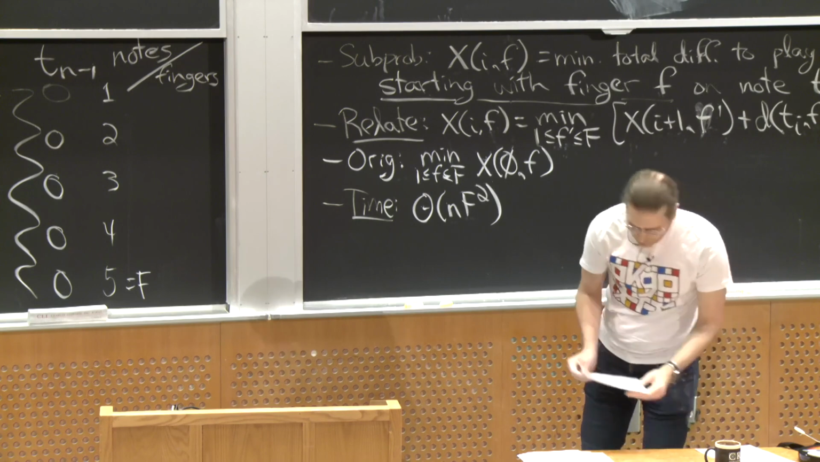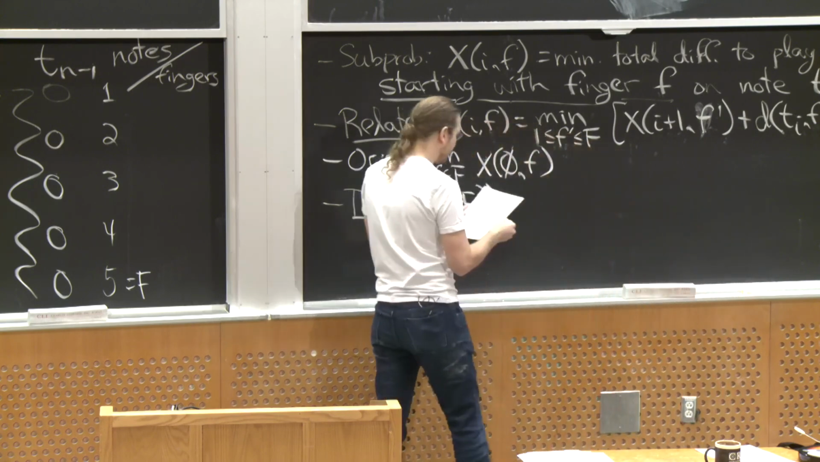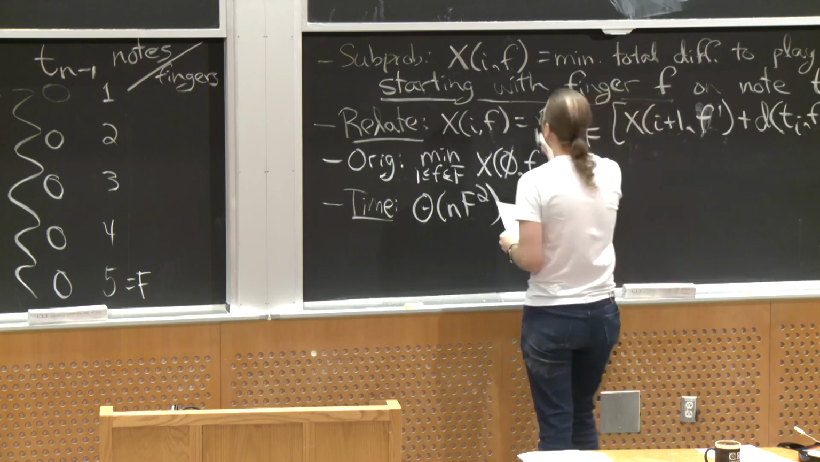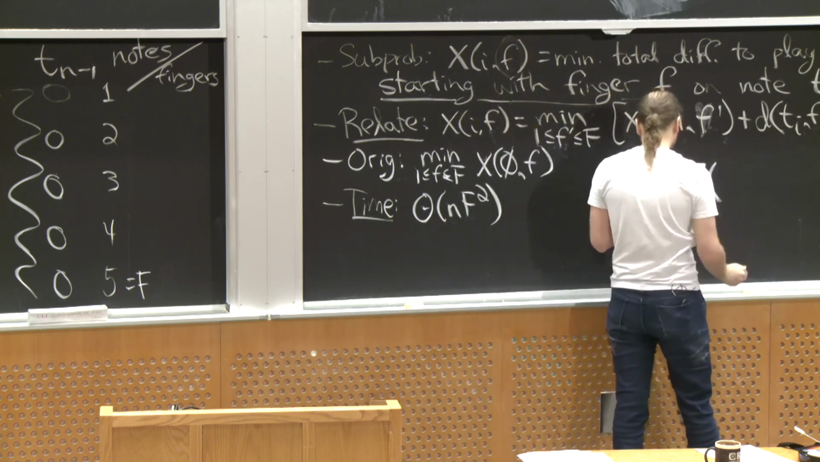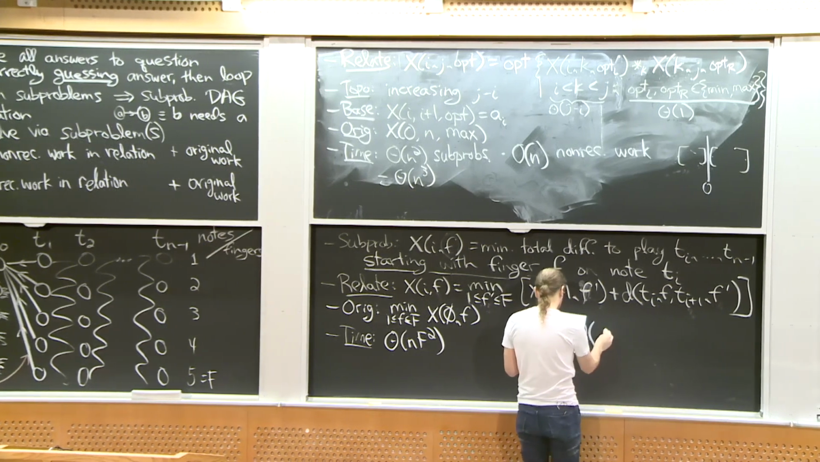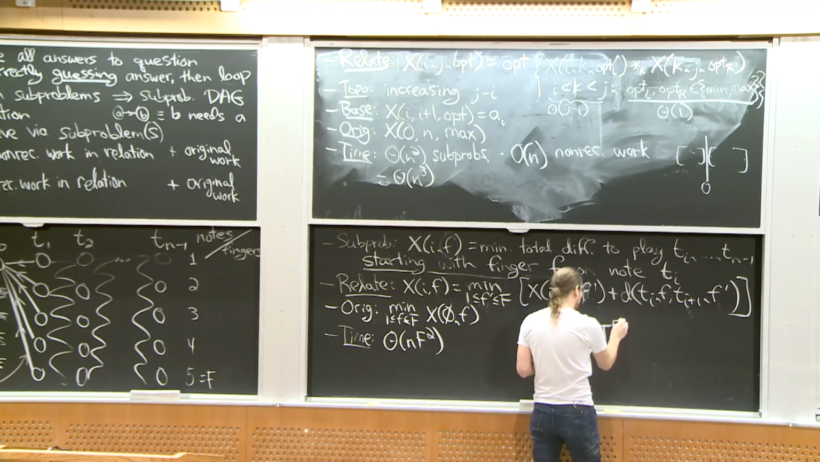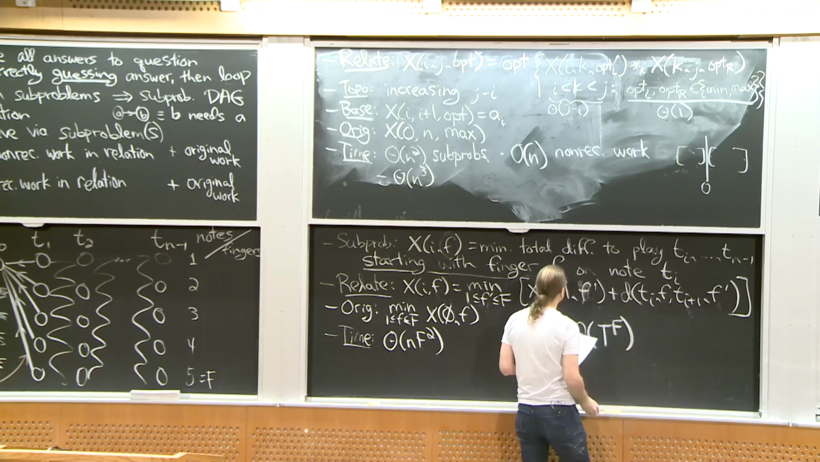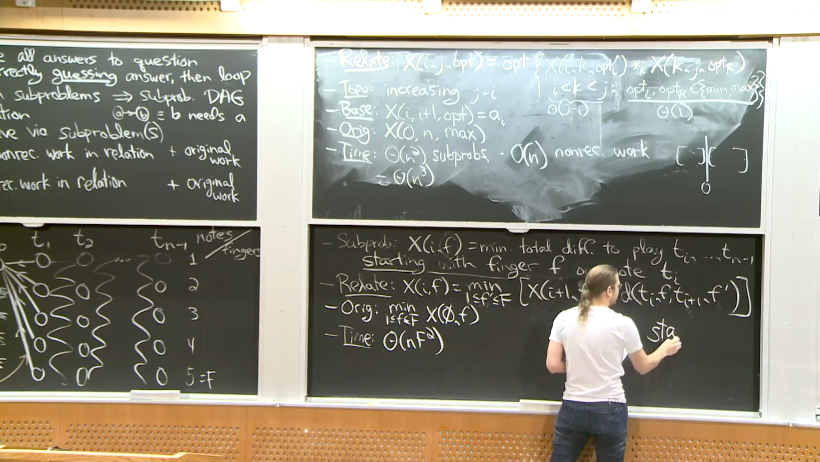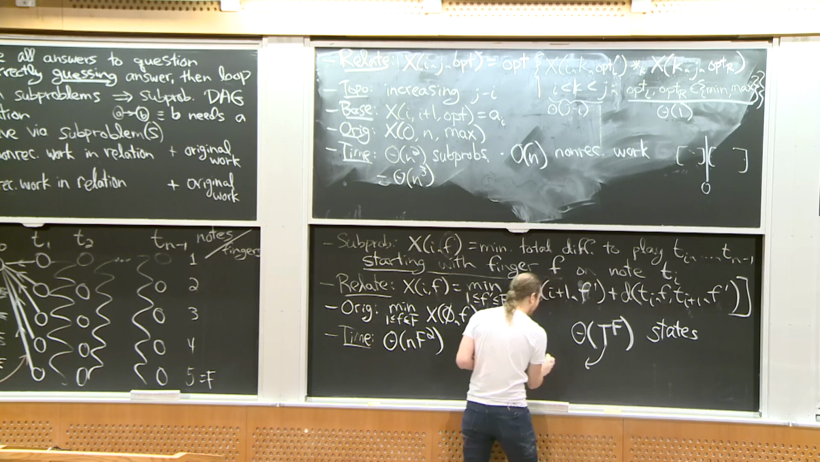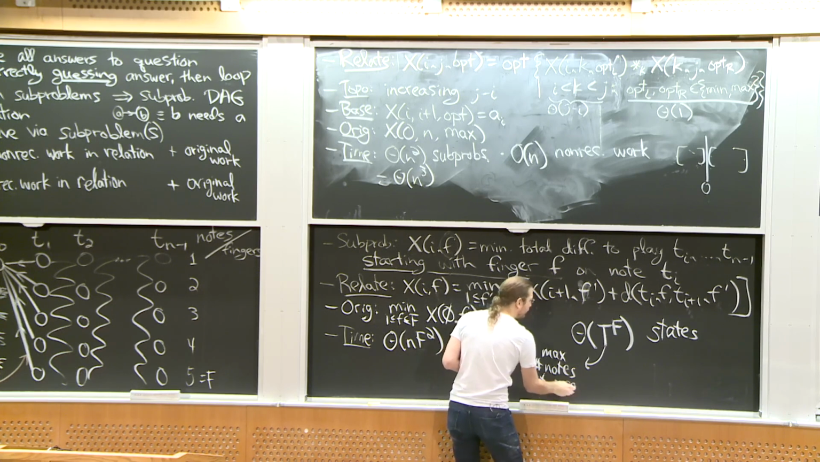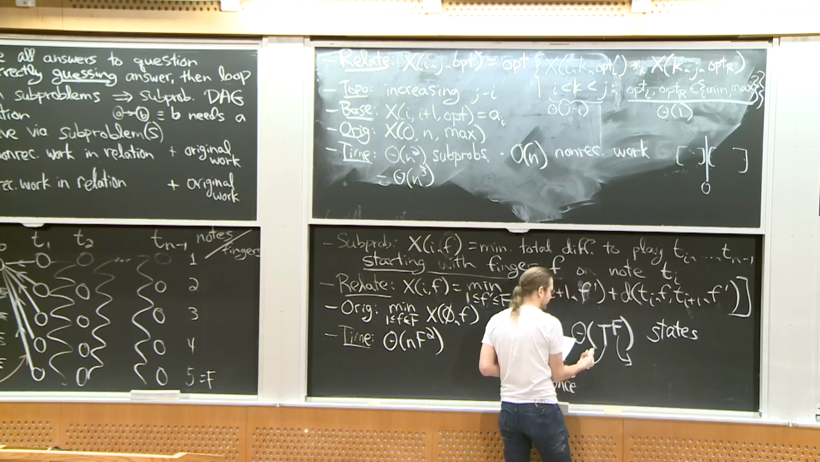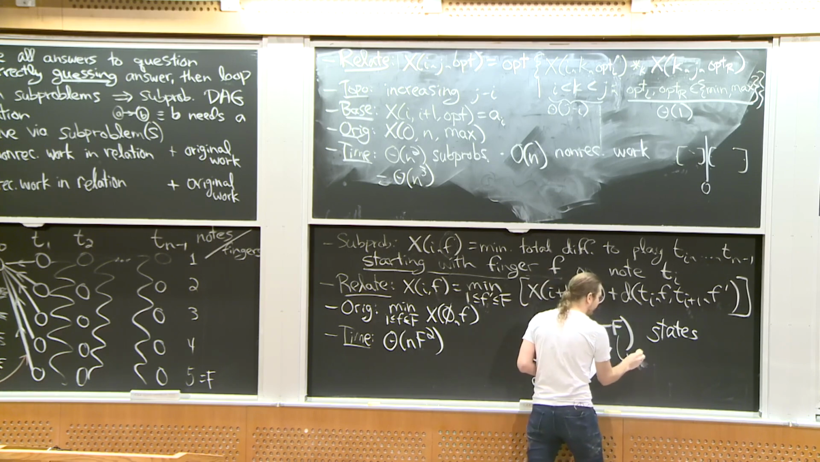OK, jumping ahead. So if you do multiple notes at a time, instead of this finger choice, which just had f choices, we have, what do I write here? T to the f possible states, where t is the maximum number of notes that I could play at once. And usually this is at most f, 1 per finger, but we could generalize. And this is number of fingers.